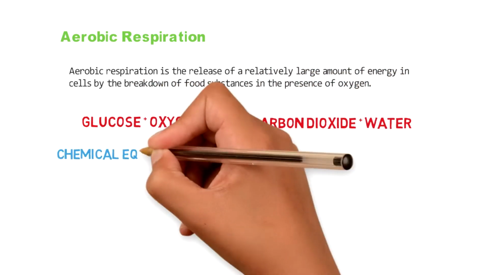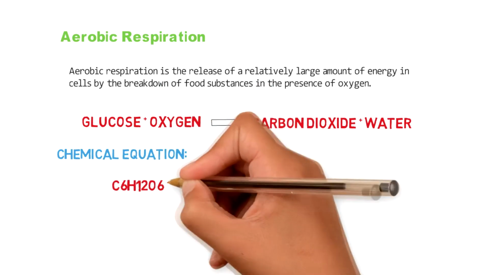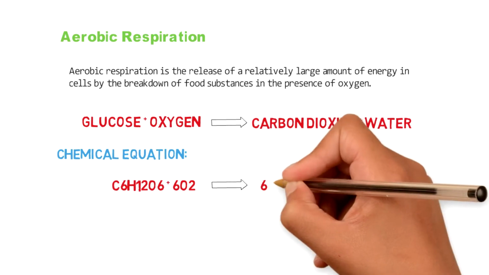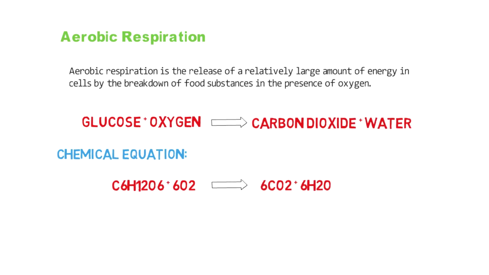The chemical equation for aerobic respiration is C6H12O6 plus 6O2 equals 6CO2 plus 6H2O.